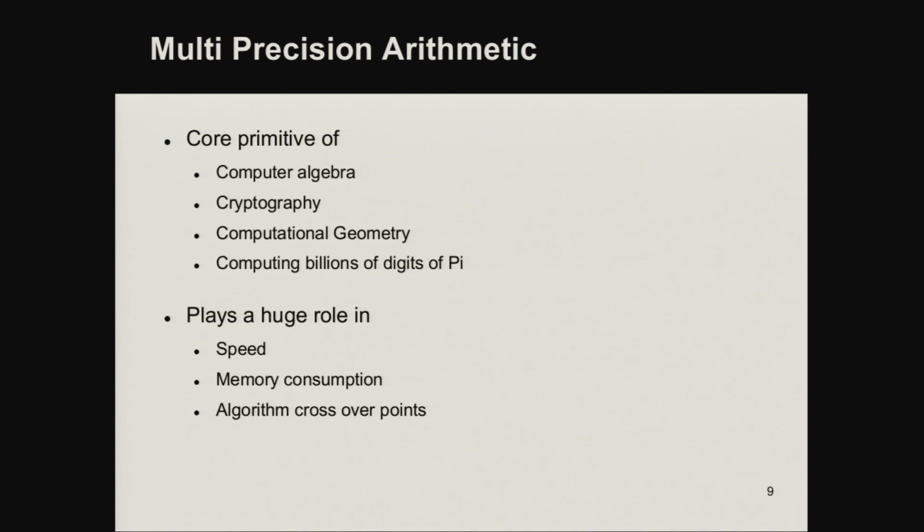And then there's more humorous applications of things like, if you've ever seen one of the contests for who can compute more digits of pi, they needed multi-precision too, because otherwise, how could they get all the digits? So it actually makes a pretty big difference in the speed and the memory consumption that you're going to have. And there's also another thing. It makes a big difference for algorithm crossover points, which we'll get to in a little bit.